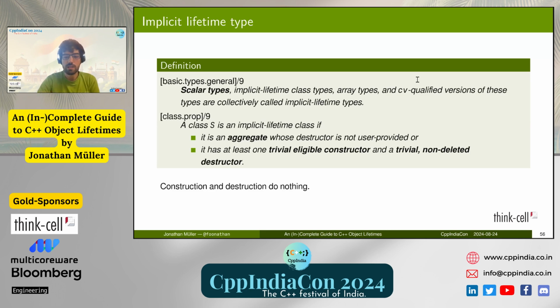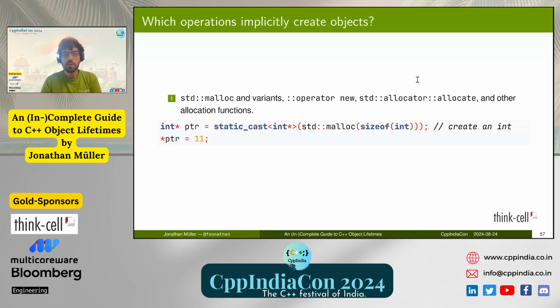So constructor and destructor need to do nothing. Which of those operations implicitly create objects? Well, all allocation functions: std::malloc, operator new, std::allocator::allocate. When you write this code, malloc can implicitly create the object. Otherwise, the second line would be undefined behavior because you don't have an int, right? The compiler will implicitly create an int in there and start its lifetime. So the second line is well defined. How exactly it does that, we'll see soon.